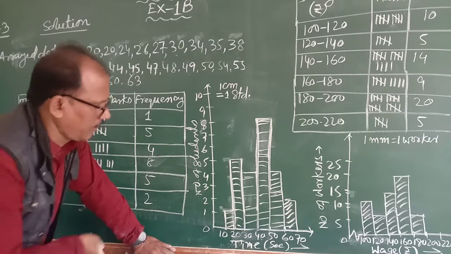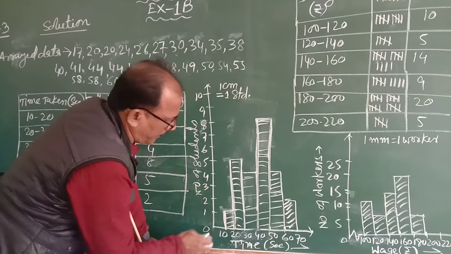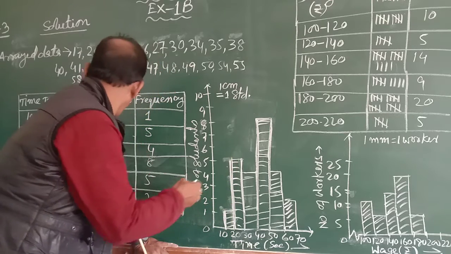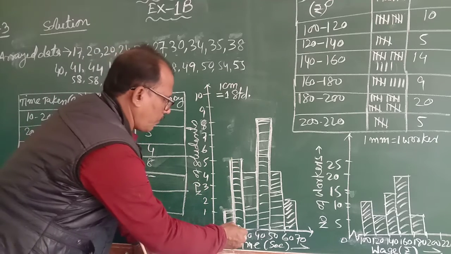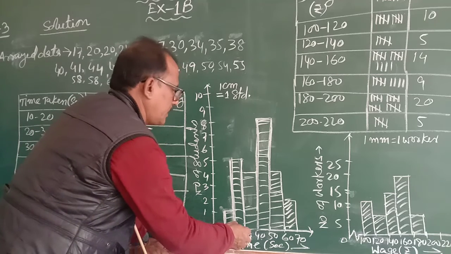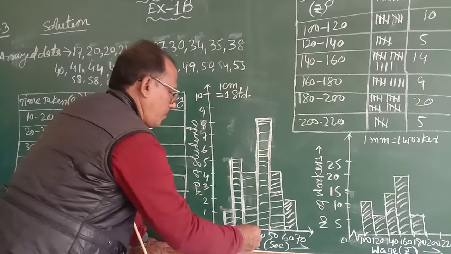Then we add it. I think I have understood. 10 to 20, how many? There is 1. 20 to 30, how many? There are 5. 30 to 40, how many are there? 44, up to 4 you take this line. Could you understand? Now 40 to 50, how many?